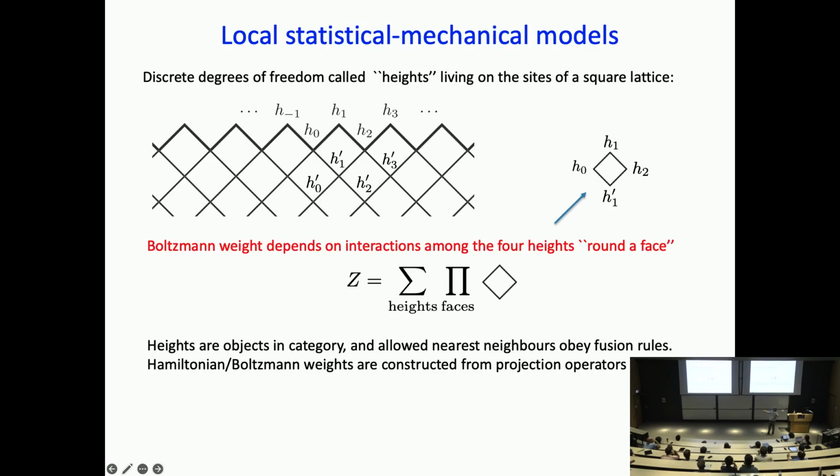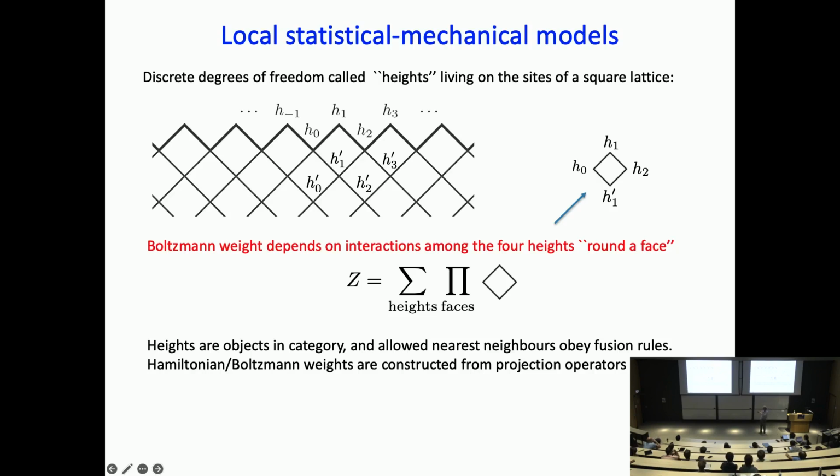In the old days, they called these interactions round a face models, IRF models, in the 80s, when Baxter was first studying these things. And in the case we're studying, the heights are objects in this category. So we pick a category to begin with, and then the allowed heights are objects in this category. We can make additional restrictions.